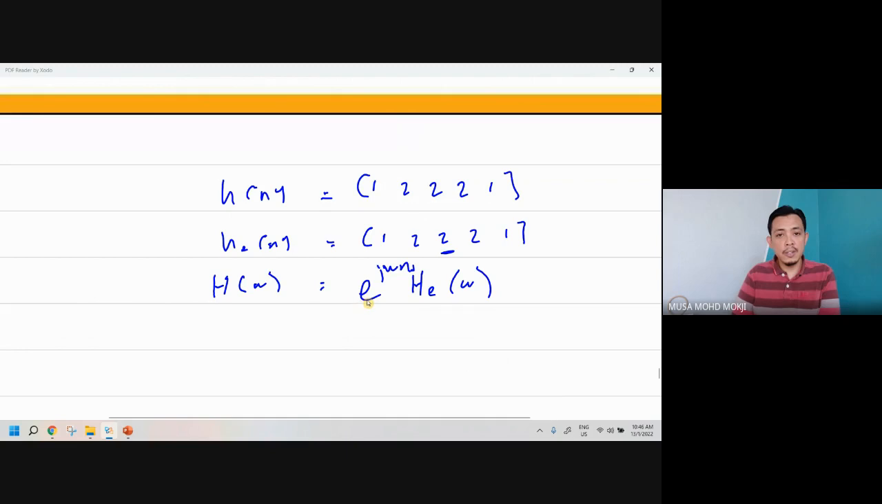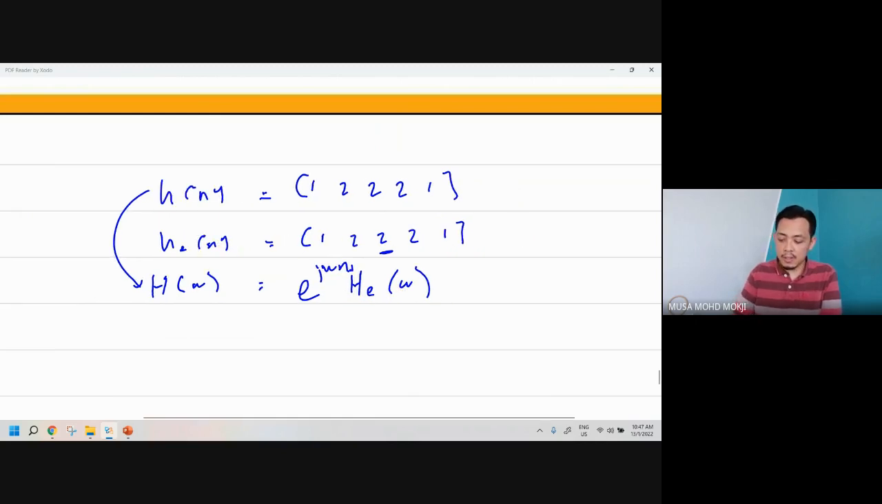This is actually the property. If you have a symmetry and this is a delayed symmetry, your frequency response is just multiplying by e to the power of minus j omega nd with this He of omega. This is where you get your He of omega, and to solve this, you can use that simplified formula. You just need to multiply by this one.